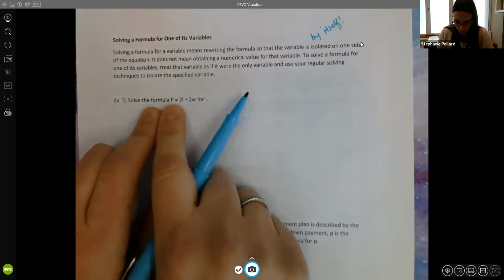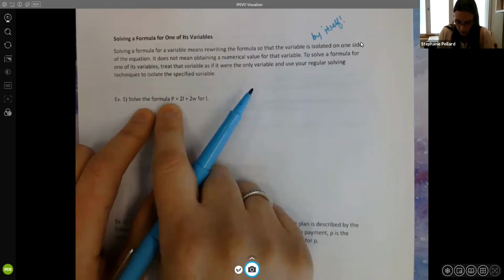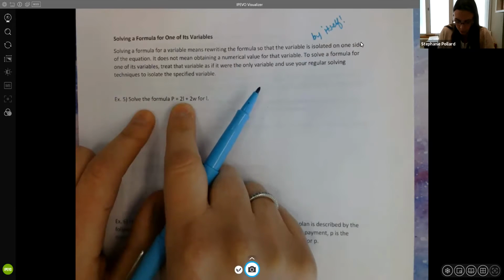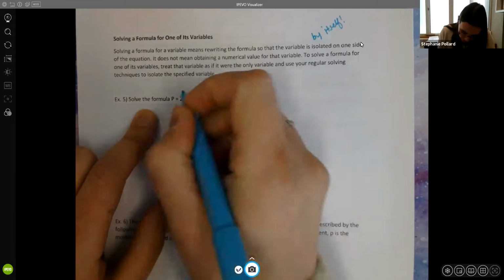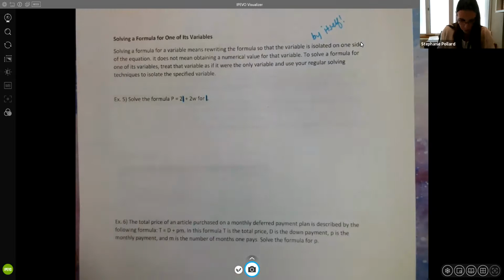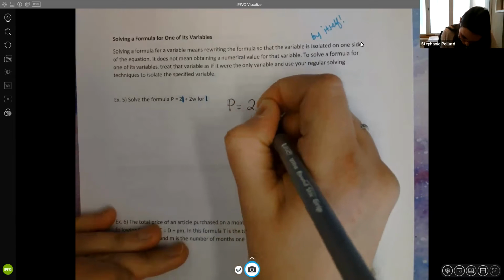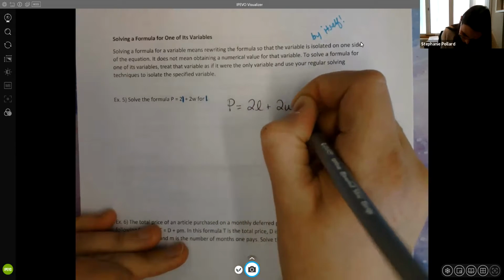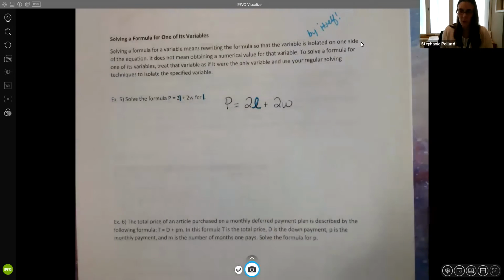So here we're going to solve the formula. This is the perimeter formula for a rectangle. So it's twice the length, that's an L, plus twice the width. And we want to solve this for L. So that means I want to get this L by itself. I'm just going to rewrite the problem to make it a little bit easier to see. Okay. So I'm going to just highlight that L just to show what I want to get isolated by itself.